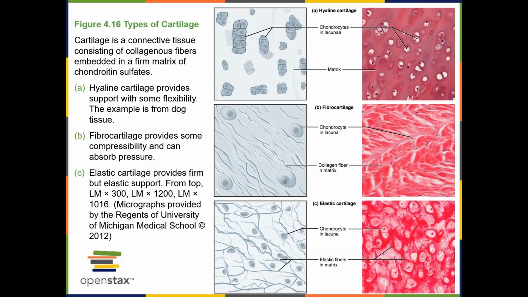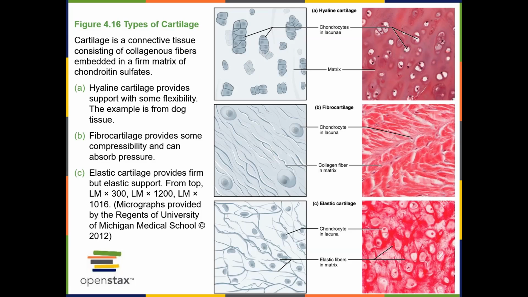Cartilage is a supportive connective tissue with a firm but flexible matrix. The cells of cartilage are called chondrocytes, found in small spaces known as lacunae. The matrix of cartilage contains proteoglycans, which are collagen proteins modified with something called chondroitin sulfate that helps to give it the firm but flexible consistency. There are three major categories of cartilage.